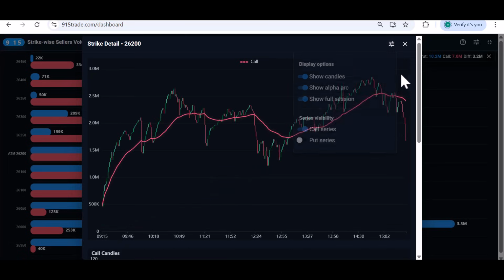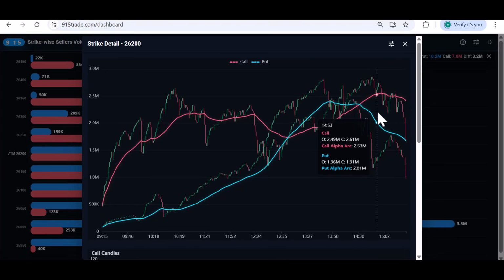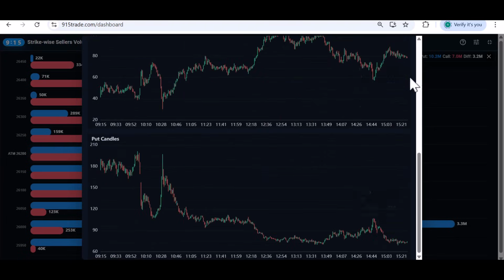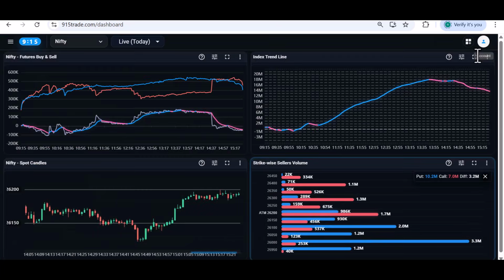No more guessing who's fighting at which level. It's all right in your face. Updated live. Combine this with the markers and volume trend line, and you basically have X-ray vision into the market. By now, I hope you've got a solid idea of just how powerful 915trade.com really is. Pure volume-driven tools that most traders have never even seen before.